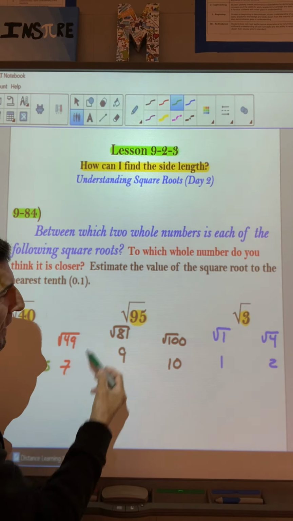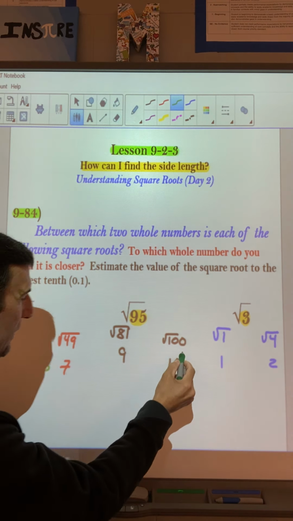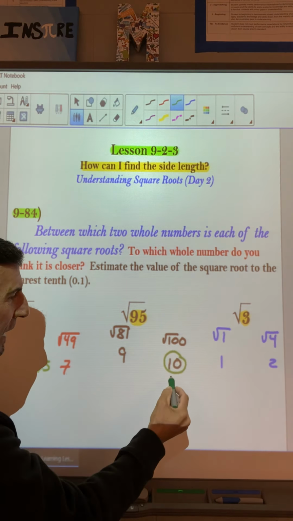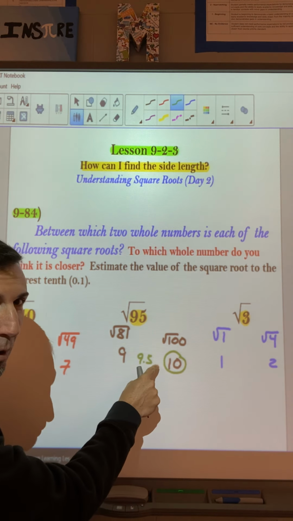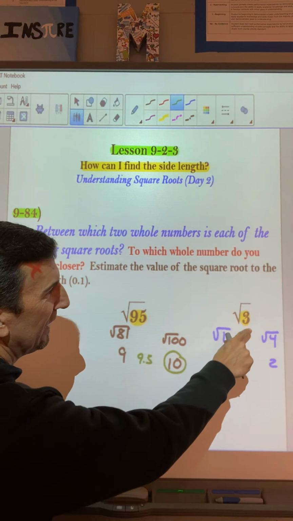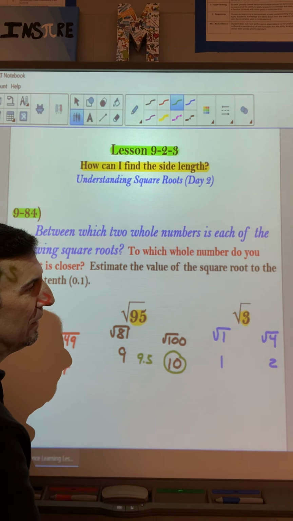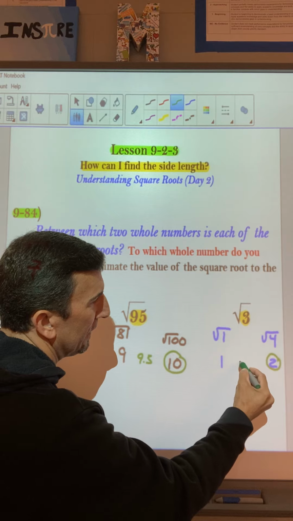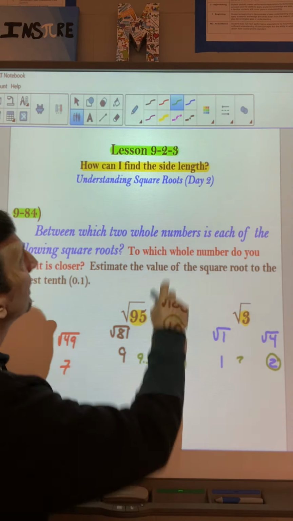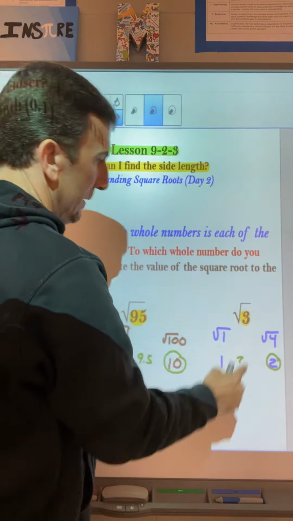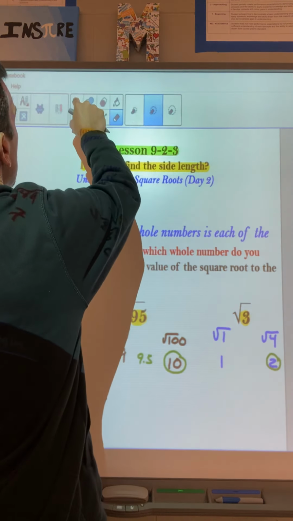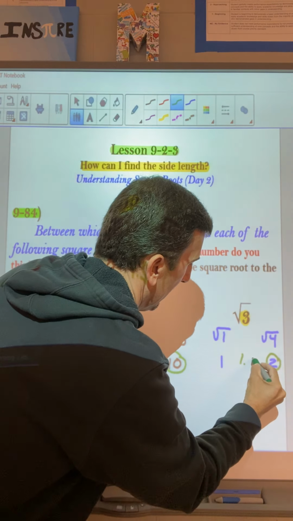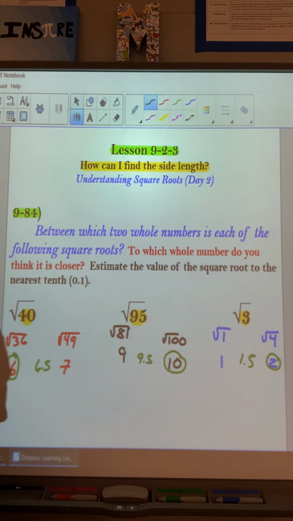Is it closer to 100 or 81? Yep, it's closer to this one. Okay, so it's got to be between 9.5 and 10, but it's somewhere over here. And then this one, is 3 closer to 4 or closer to 1? Yep, it's closer here. So it should be between 1.5 and 2. Okay, now we start using our detective skills.